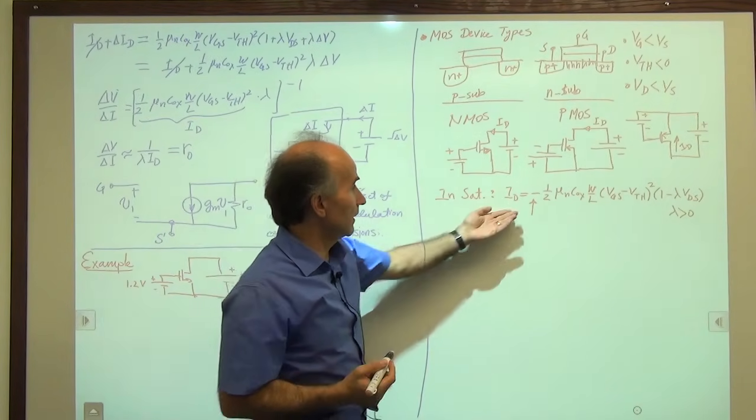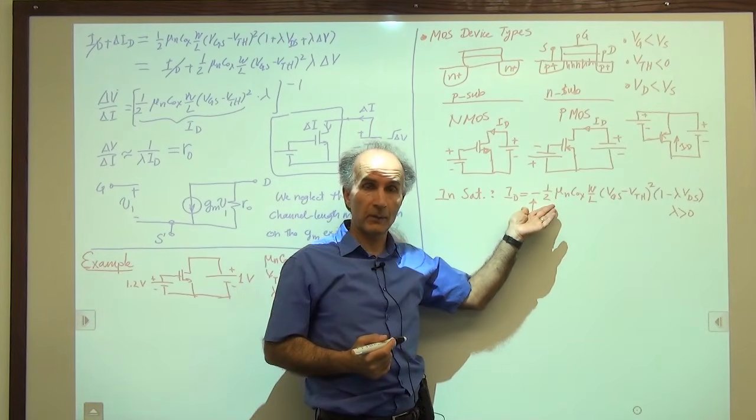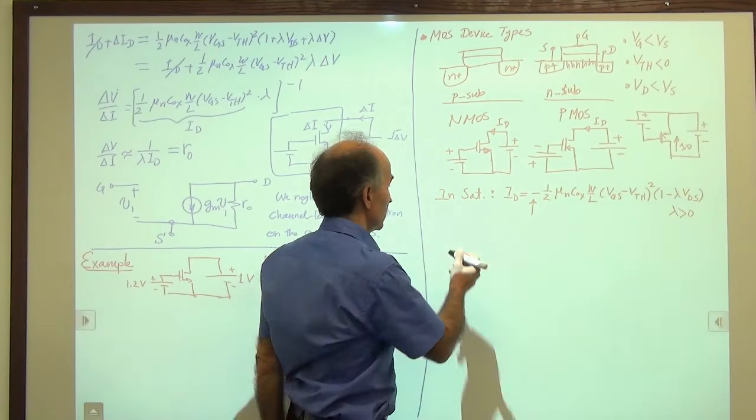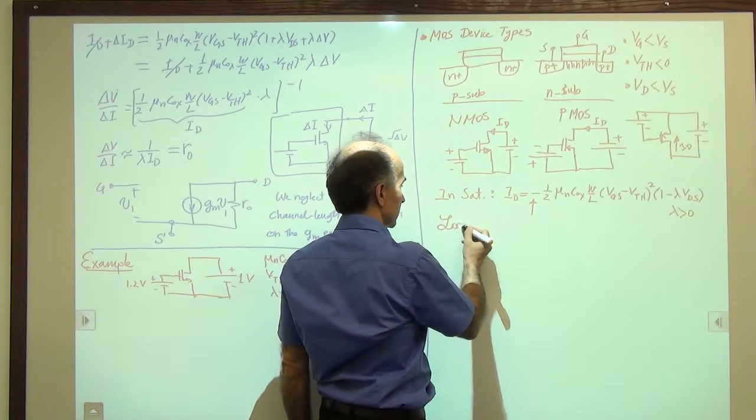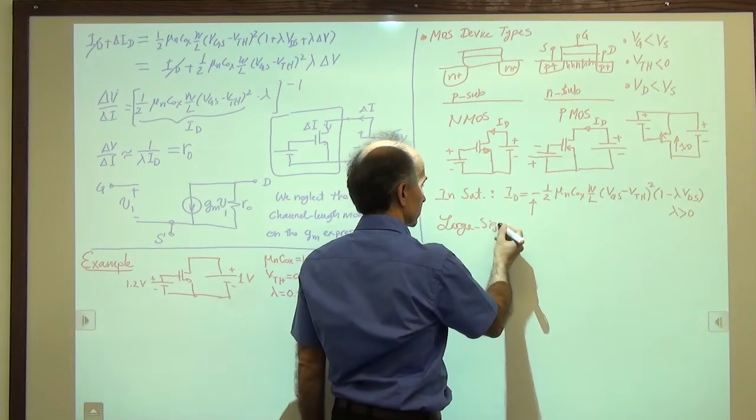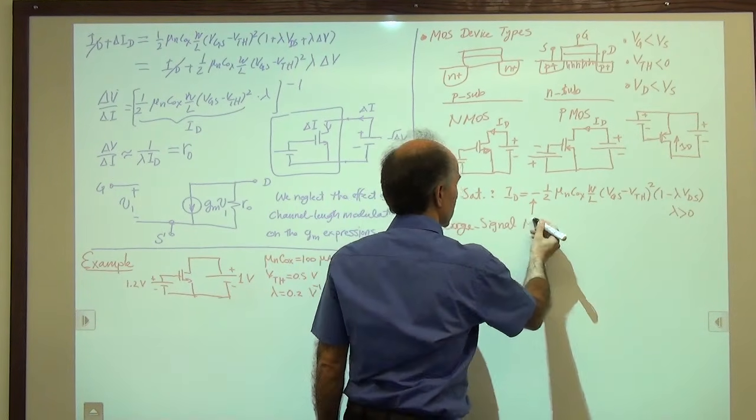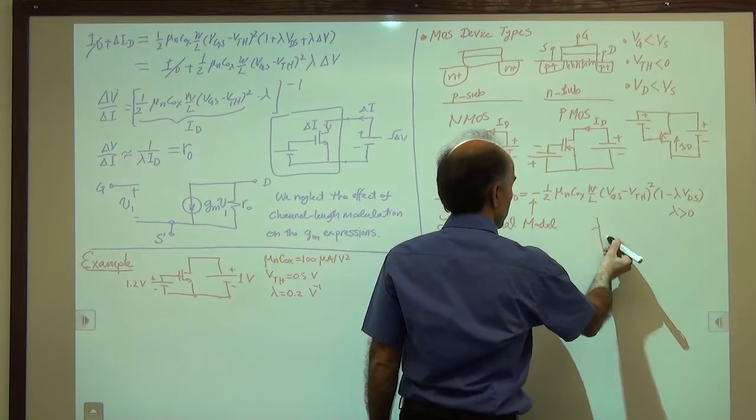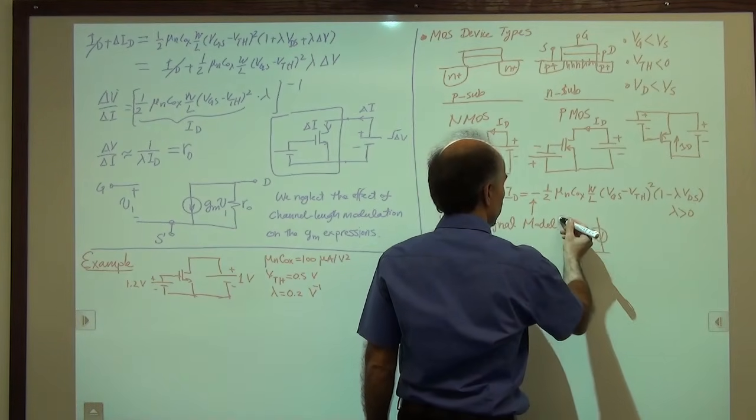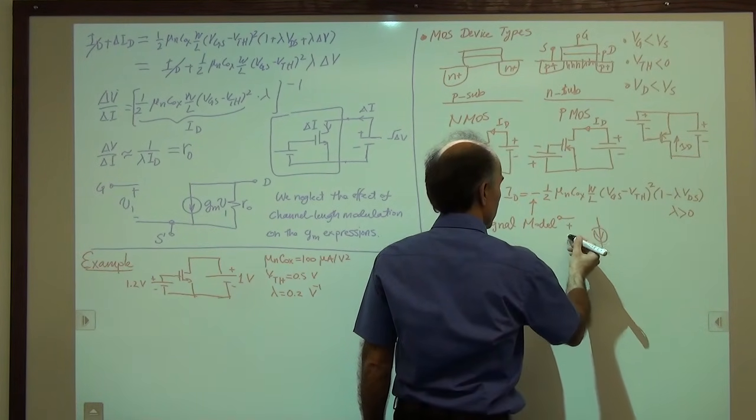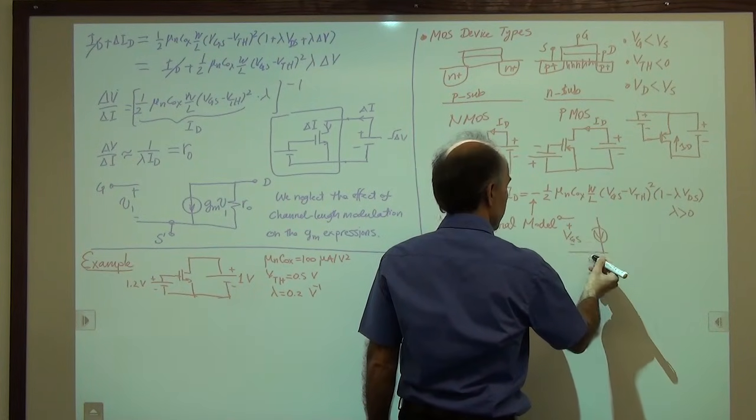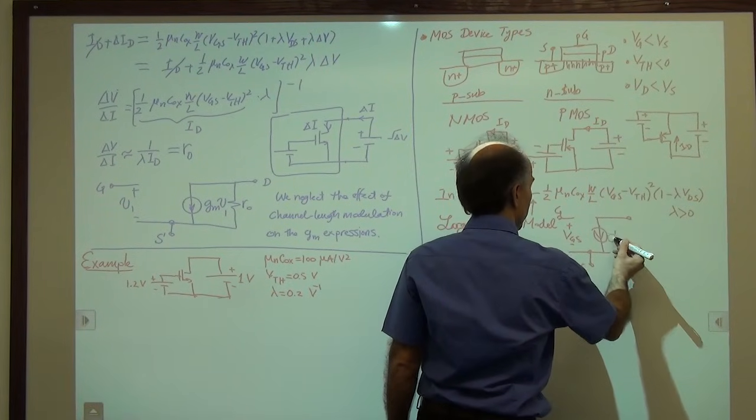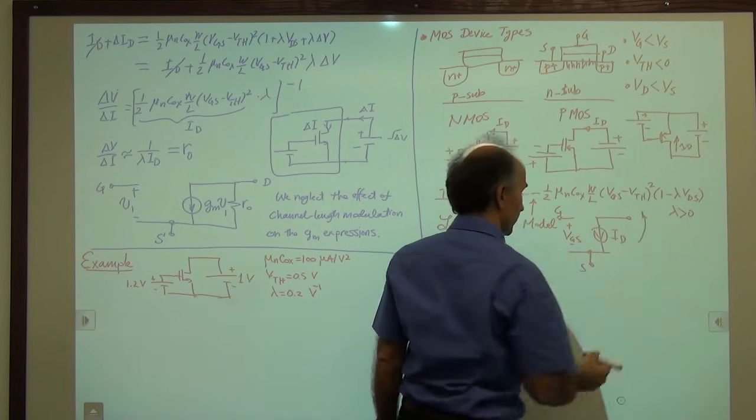All right, this is the large signal model of a PMOS device in saturation. So the large signal model looks like this. We have a current source, and here we have VGS, gate, source, and then we have ID, and this ID is this equation up here.